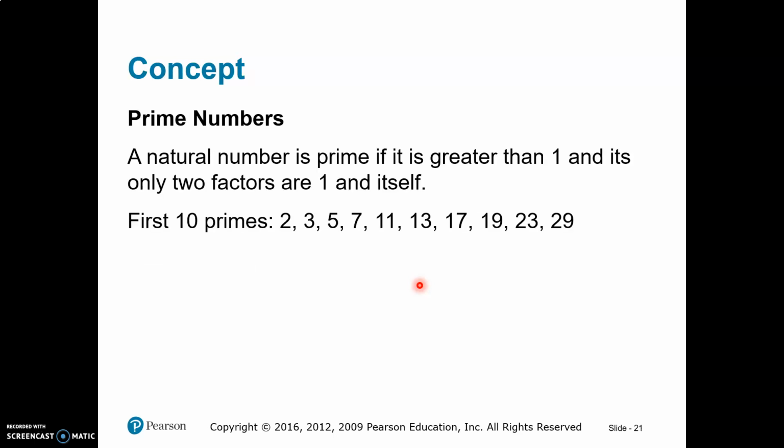Now let's talk about prime numbers. Prime numbers are numbers that are bigger than 1 and only have two factors, which are 1 and itself. So this is the list of the first 10 primes: 2, 3, 5, 7, 11, 13, 17, 19, 23, and 29.